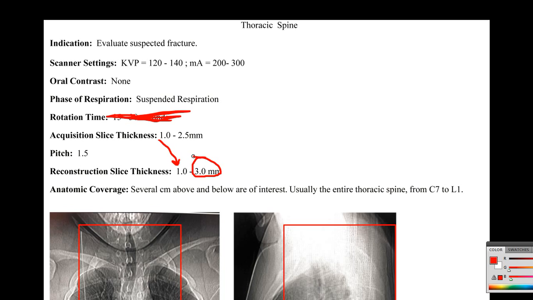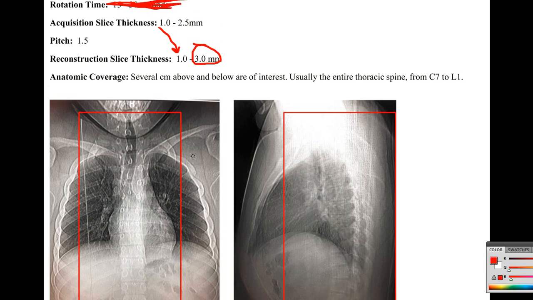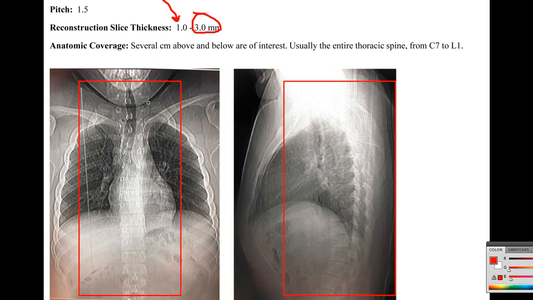Anatomic coverage is going to be several centimeters above and below the area of interest. However, once again, we don't really know what the area of interest could be. And so it's much more efficient to scan the entire cervical area or entire thoracic area. And so we find that usually when you have an order for a thoracic spine, it means simply from C7 to L1. So that comprises all of the thoracic spine. And we can see this kind of bear out in our images below.